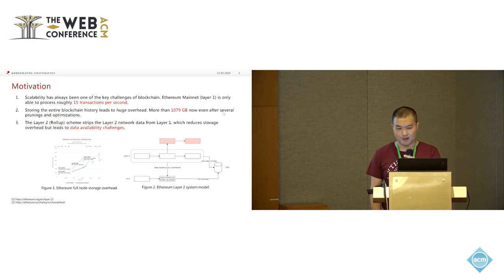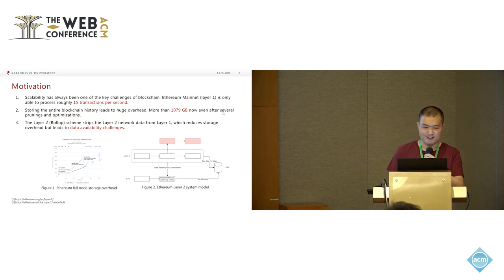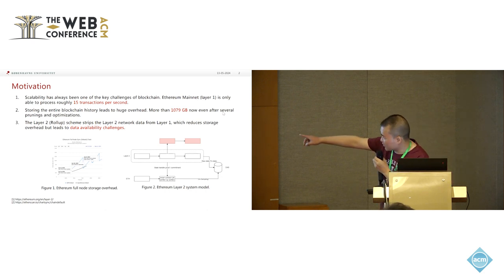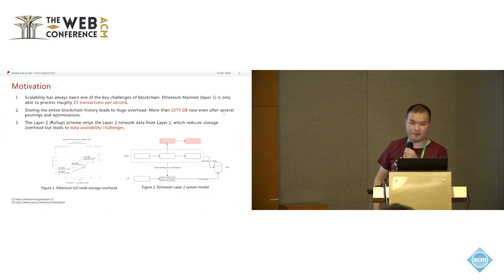And with such slow transactions per second, storing the whole blockchain history is very expensive. Nowadays it's already more than 1,000 gigabytes for every full node, even with several pruning optimizations done by the Ethereum developers. We can see Figure 1. They tried to solve this problem several times, but if the curve doesn't change, things will not get better. It's going to be hard to think about the scalability of the Ethereum blockchain, and this problem is also true for many other blockchains.